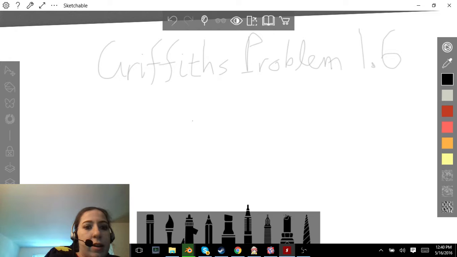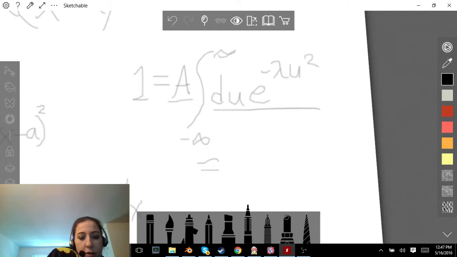Okay, so then I have a 1 equals a. I can pull a out of the integral because it's a constant. We're going to go from negative infinity to positive infinity. My dx equals du. I have e to the minus u squared. And then you can find this in any integral table.